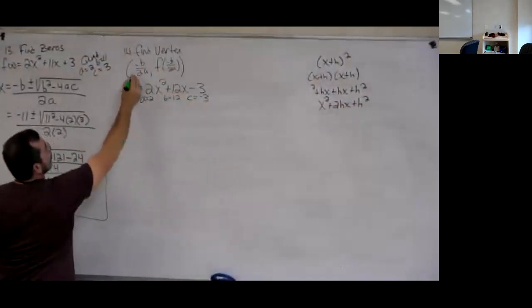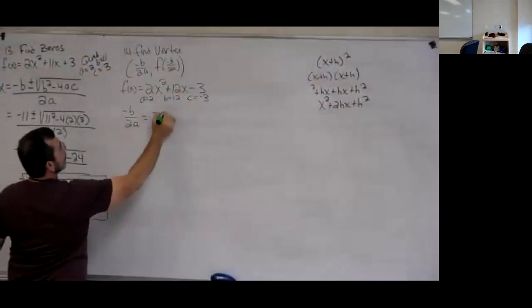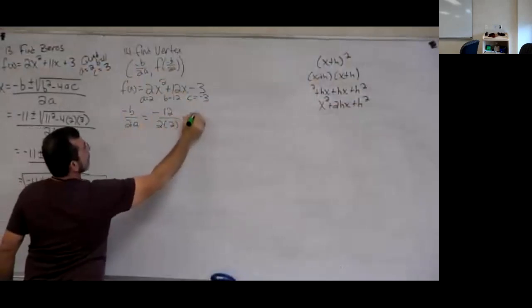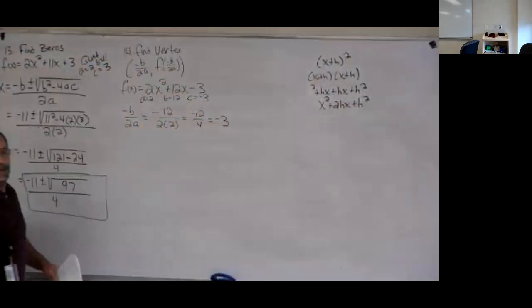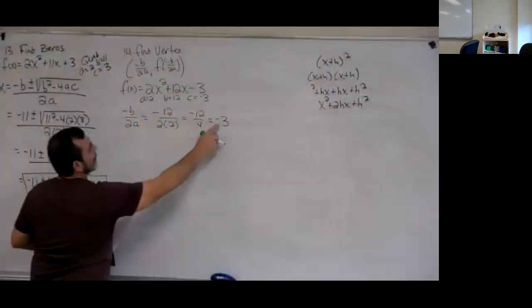So I'm going to do that first part, negative b over 2a equals negative 12 over 2 times 2, which is what, negative 12 over 4, which gives me negative 3. Only one answer had the negative 3 for the x. So you should be good to go after you at least get the x.